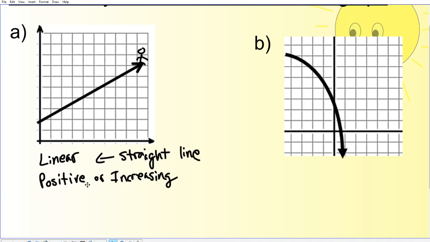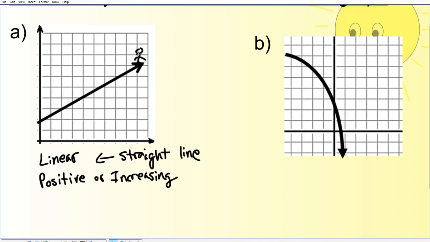That's a positive slope. If we found the slope of this line, it would be a positive number. You're going up and over, up and over. It's positive. You could also say it's increasing. If you're talking about money over time, it would sound weird to say that's positive. You'd say, oh yeah, your money is increasing over time. That's pretty much all I can really say about that line. It's linear. It's positive.